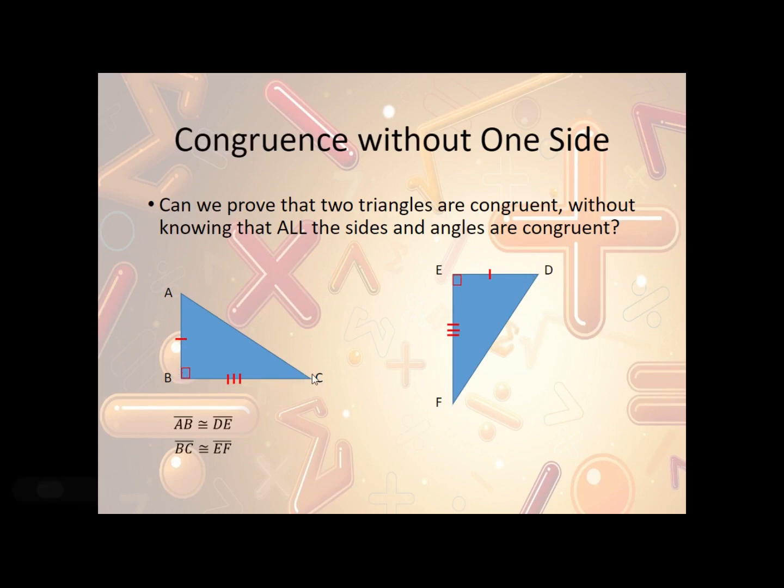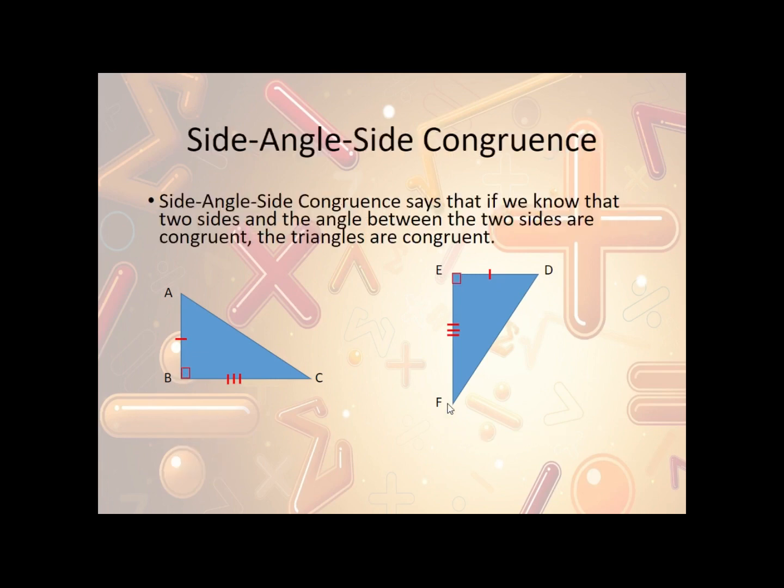We can see that BC is congruent to EF. And then we have this angle here, so we have angle ABC is congruent to angle DEF. Does that mean that the triangles are congruent? Well, in fact, it does. And it's by using this idea of side angle side, or SAS congruence.